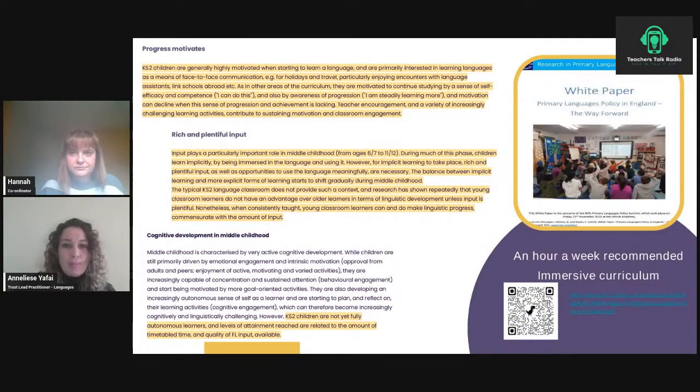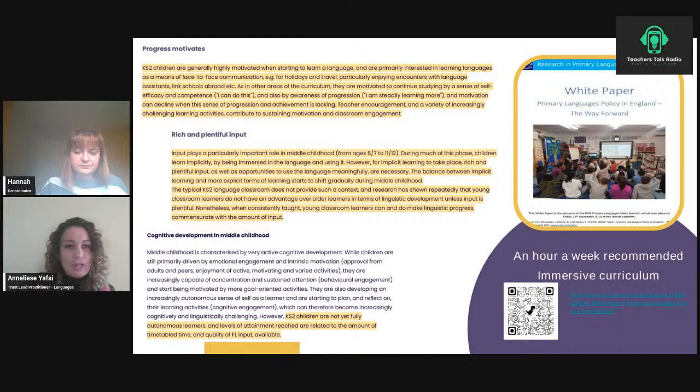In the white paper, something that rang really true to me, and that I don't feel is happening now, is that it recommended an hour of languages a week and having an immersive curriculum. Those were the two main things that came out of it. Again, it speaks about motivation, and about students being able to see the value in what they're doing and saying, that it's useful language, and not teaching them things that they don't see as a useful part of their journey.